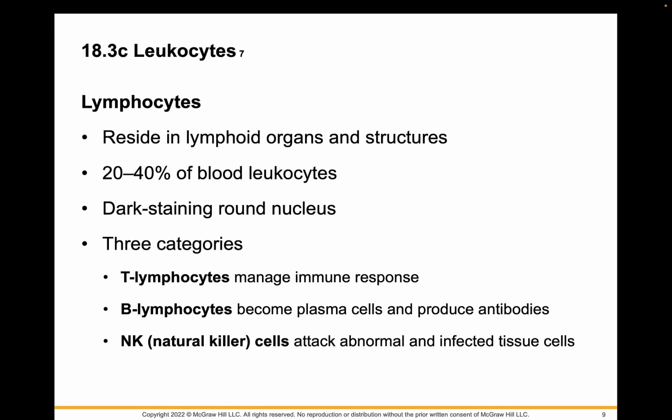Now, lymphocytes reside in lymphoid organs and structures. They account for 20 to 40% of all white blood cells. They have a dark staining round nucleus, and they come in three categories. T lymphocytes are the lymphocytes that are responsible for managing an immune response. B lymphocytes will become plasma cells and eventually produce antibodies. And then we have NK, or natural killer cells, and they are going to attack abnormal and infected tissue cells.